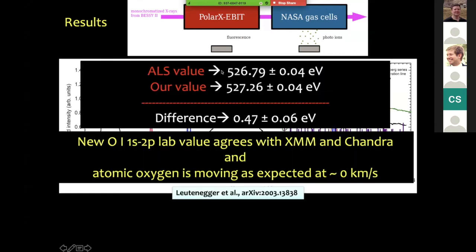The ALS value for the atomic oxygen was 526.79, and our value was roughly around 527.26. This exactly shows the difference that we see with XMM and Chandra. So now new values from the lab are agreeing very well with XMM and Chandra, and as we expect, atomic oxygen is not moving away from us at the speed of 300 kilometers per second.